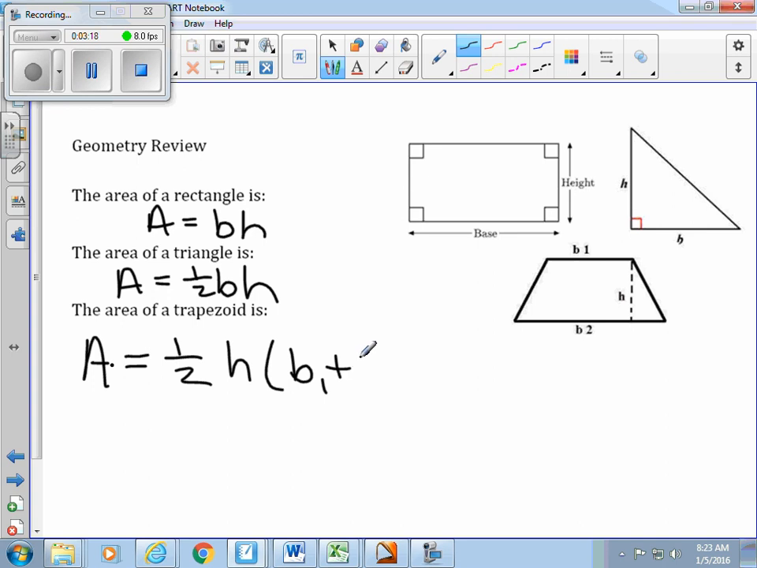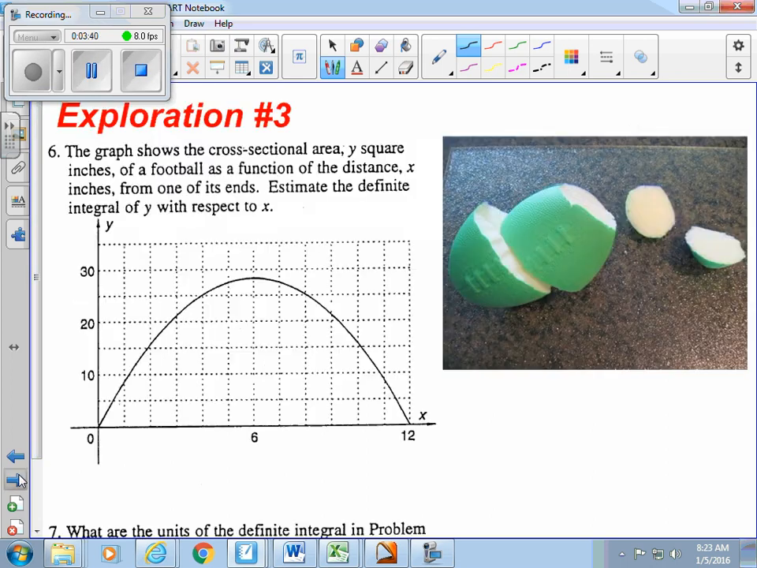Good. The way I remember this is we're making it into a rectangle. If you average the bases and then multiply it by the height, that's how you get the area of a trapezoid. Average the bases, multiply by the height. So 1/2 base 1 plus base 2 is the average of the bases, times the height. We're going to need those formulas today.